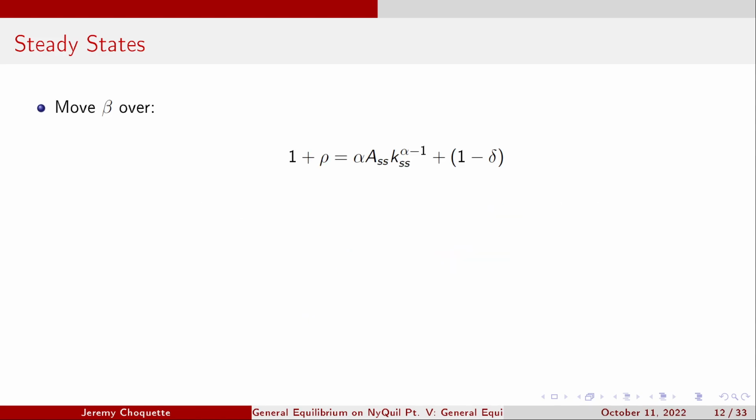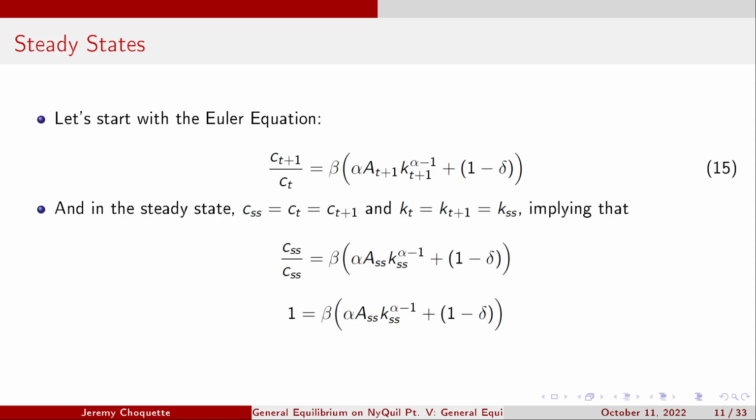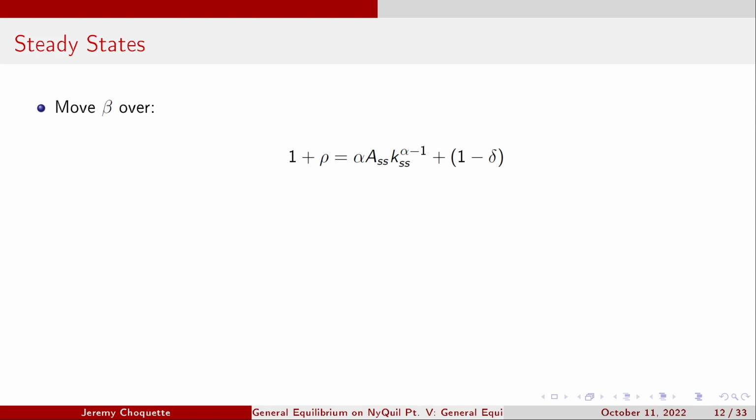Okay, I want to move beta over. Now, remember, beta is 1 over 1 plus rho. So I move beta to the other side and I get 1 over beta, and 1 over beta is equal to 1 plus rho. So I get 1 plus rho equals the marginal product of capital less depreciation. Well, I'm going to subtract 1 from both sides, and then add delta to both sides. So now I get rho plus delta equals alpha times A times K to the alpha minus 1.